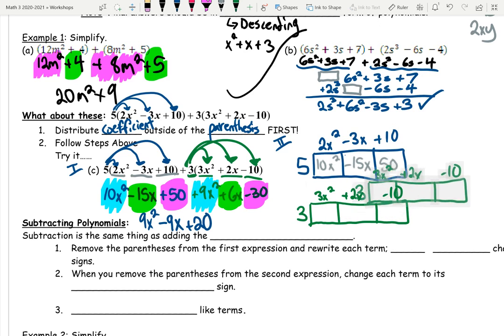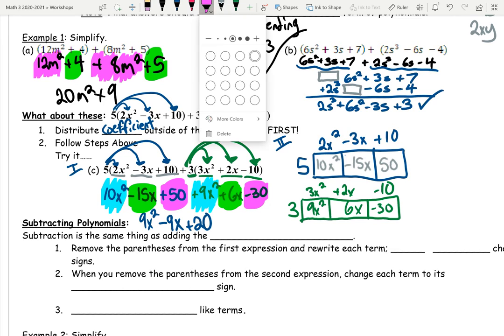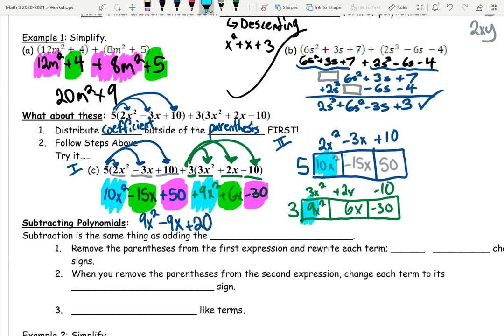And then I'm going to multiply. What is 3 times 3? 9x squared. Notice how I'm just writing the variable. 3 times 2 is 6. And 3 times negative 10 is negative 30. And then I can combine these. Notice how I can just look at my chart. I can see that 10x squared and 9x squared put together is 19x squared.